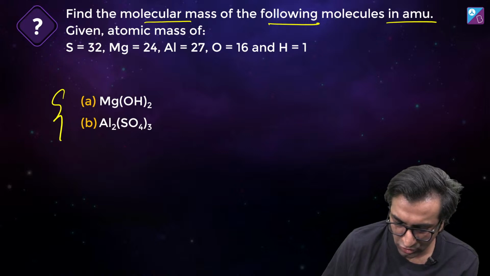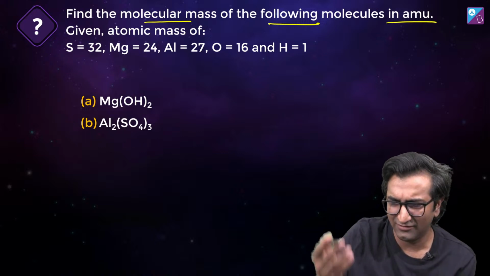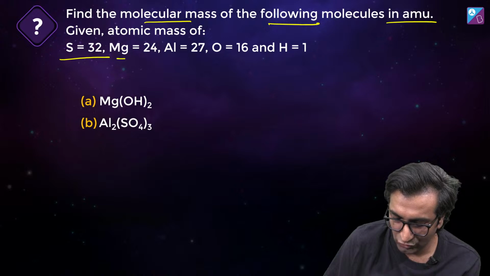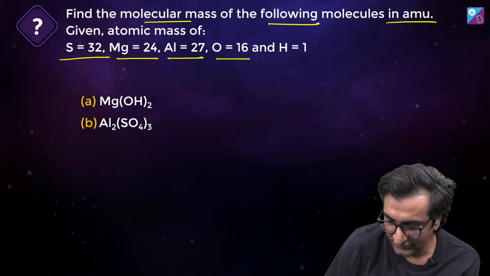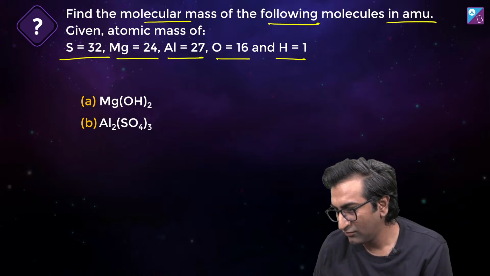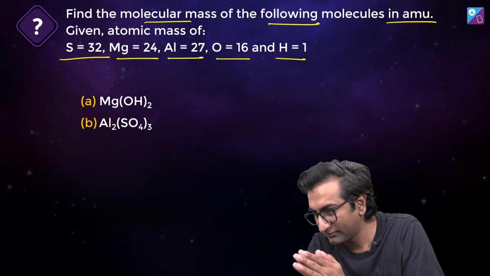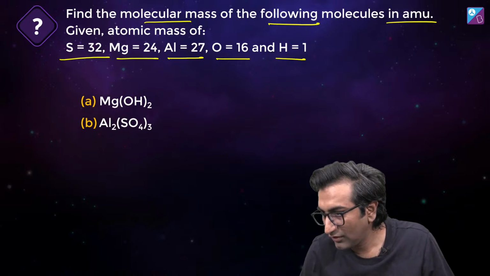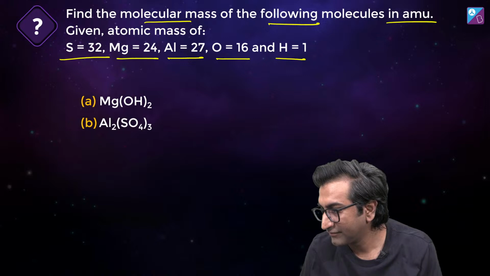I've got Mg(OH)2 and Al2(SO4)3. This one's very chill. Just a bit of practice. Sulfur is 32, magnesium is 24, aluminum is 27, oxygen is 16, H is 1. सब लोग बताओ. Most welcome, Swami ji. Most welcome.